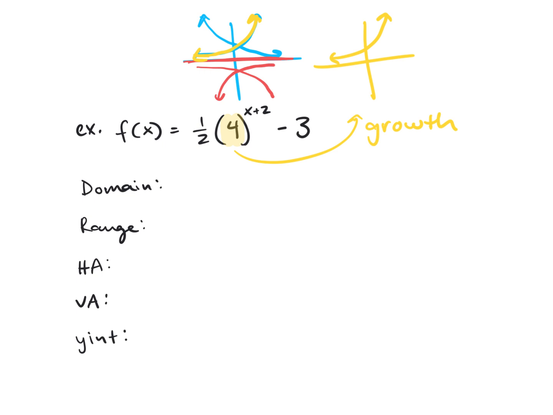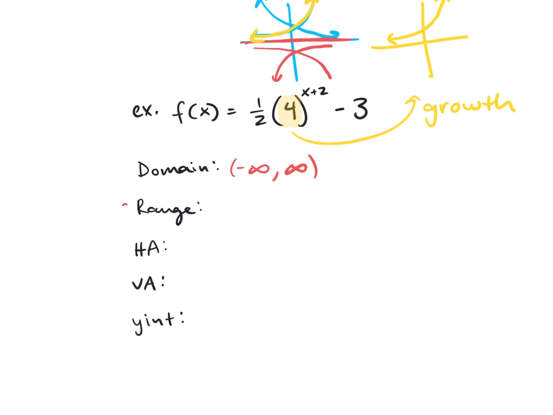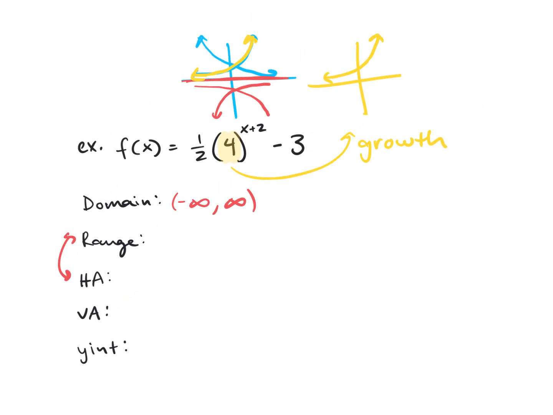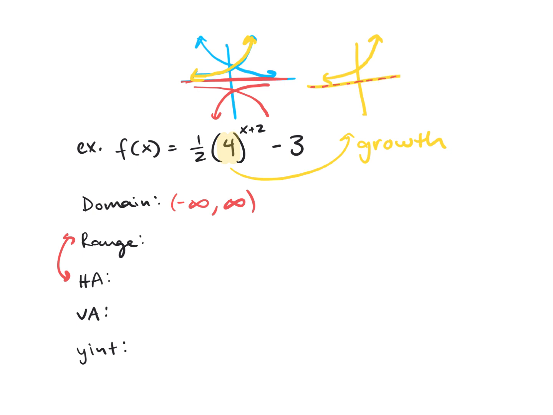What's our domain going to be for all exponential functions? All real numbers from negative infinity to positive infinity. Our range and the horizontal asymptote go hand in hand. For exponential functions, you only have a horizontal asymptote. Some people on the quiz put both. We don't have both. You're not going to have both for exponential functions or log functions. We only have a horizontal asymptote for exponential functions.